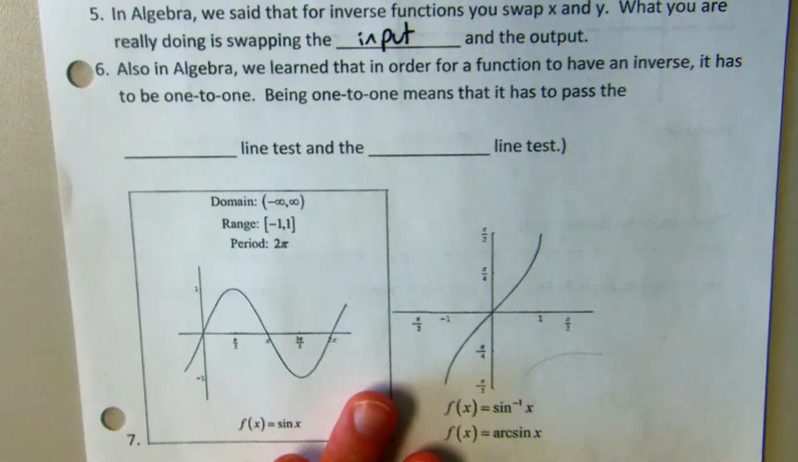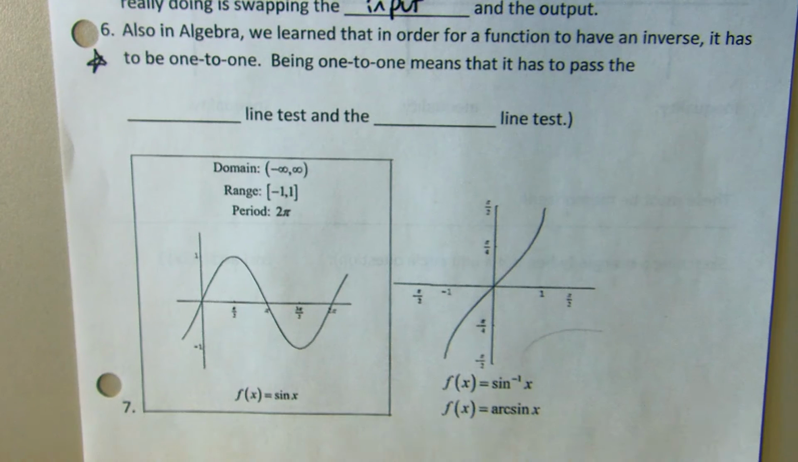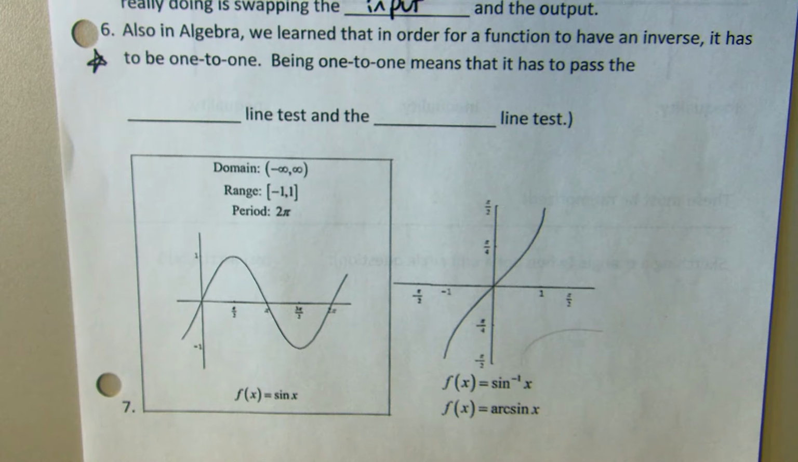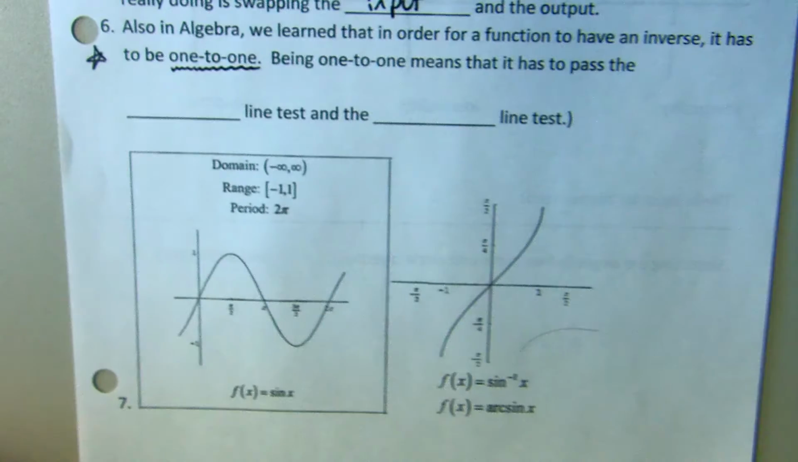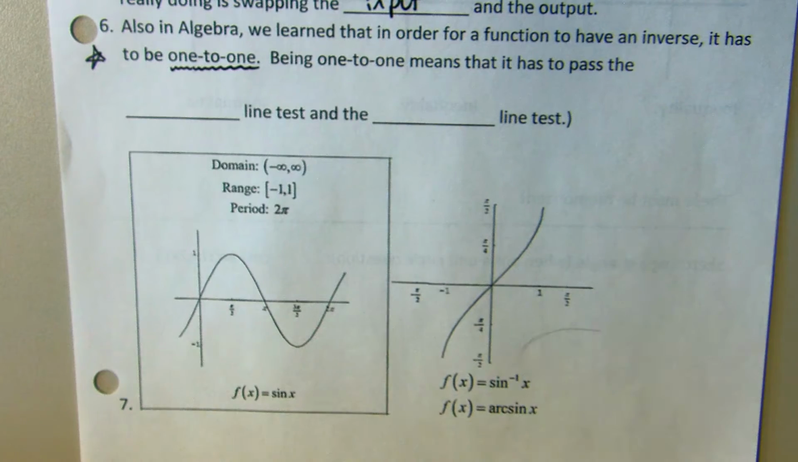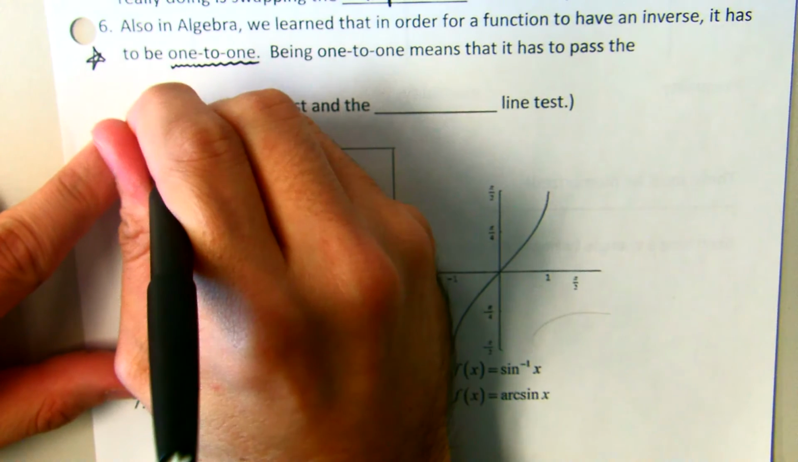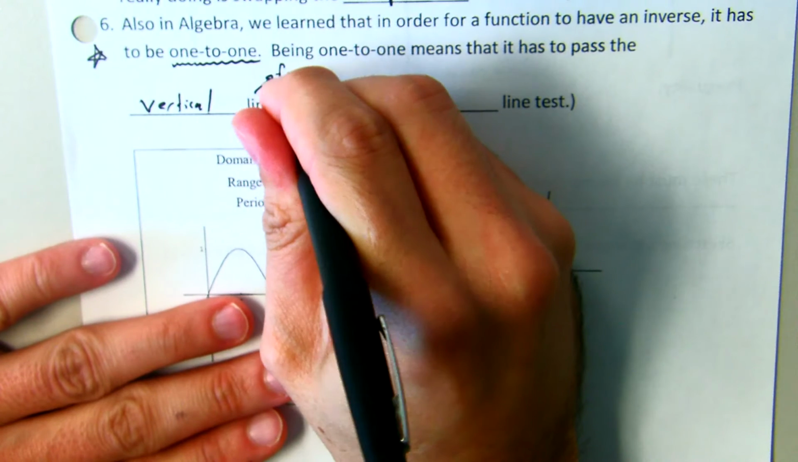Okay. The other thing, and this is for you to understand where the stuff is coming from, it's going to happen here in the next 60 seconds. In algebra, for a function's inverse to be a function, it has to be what we call one-to-one. And a quick way for you to determine if something is one-to-one is, does it pass the vertical line test? Vertical line test tells you whether it's a function or not.